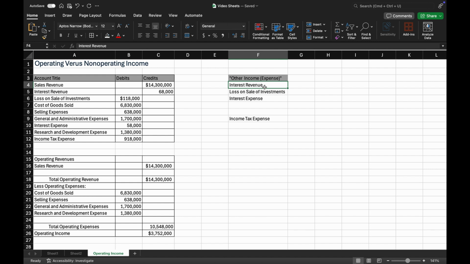Something to note is that as interest revenue, loss on sale of investments, and interest expense are all non-operating items, they would be reported in the income statement as other income and expense below operating income. Income tax expense, on the other hand, is a line item in the income statement shown after non-operating income and expense.